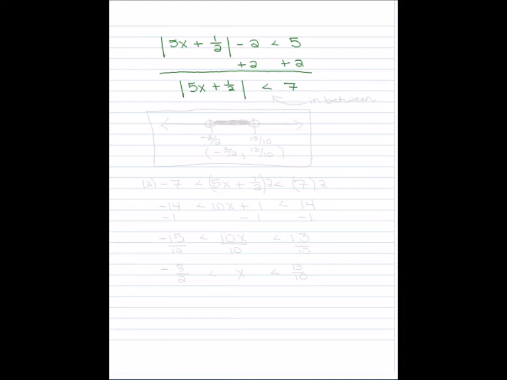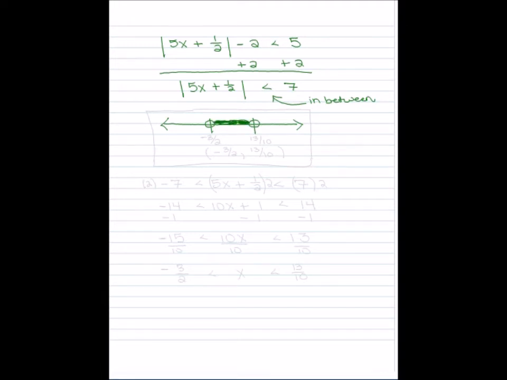Now, according to this inequality, this is an in-between type problem because it says less than. Less than means that my picture is going to be an in-between type of graph. So I'm going to go ahead and draw my number line. I'm going to draw the two numbers. I put an open circle at each one of the numbers and I shade everything in between.